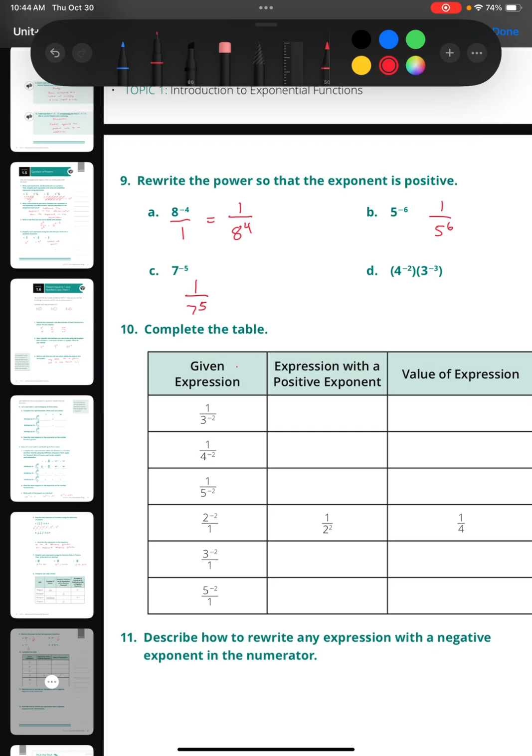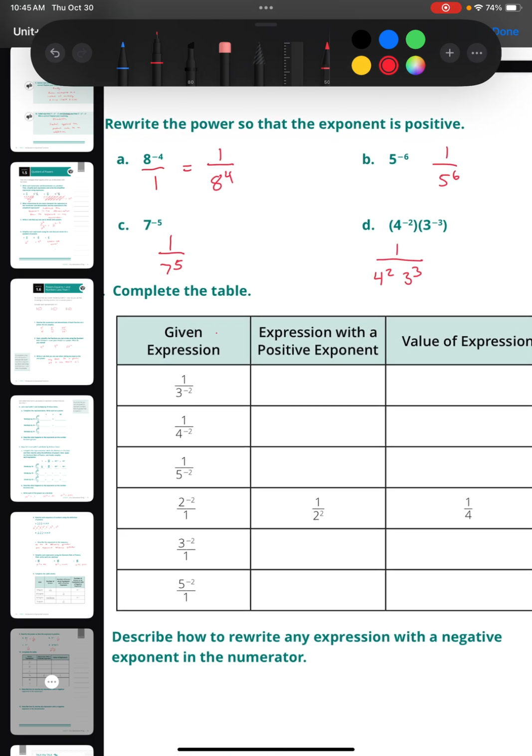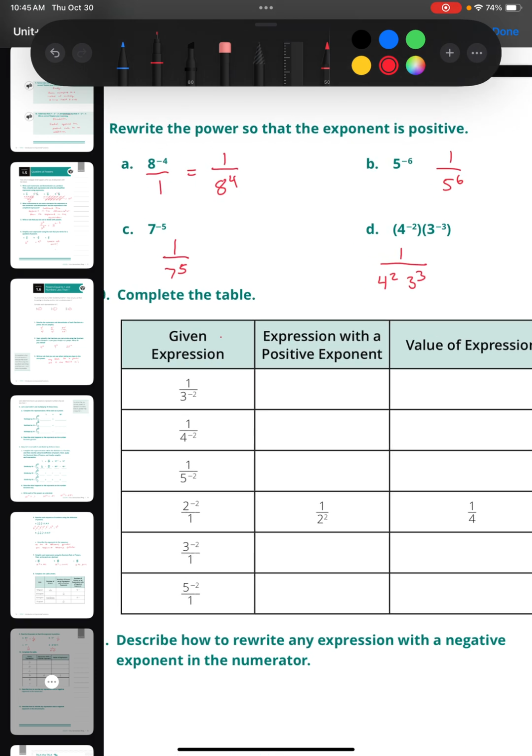And then D, same thing, we just have two bases. So those are both negative exponents. So it becomes 1 over 4 to the positive 2, 3 to the positive 3. So we can use that rule to always leave a positive exponent. Now, all of those were in the numerator. We moved them to the denominator. If we start with a negative exponent in the denominator, we just move it up to the numerator.